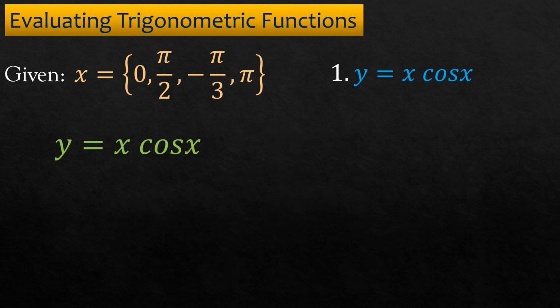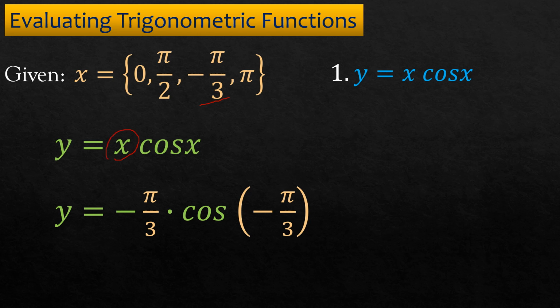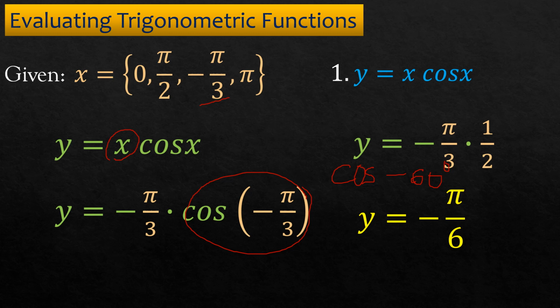So when x is equal to negative pi over 3 here, then change x into negative pi over 3. So we have negative pi over 3 times cosine negative pi over 3. Cosine negative pi over 3 is also equal to cosine negative 60 degrees. Okay, so that is in degree form. So y is equal to negative pi over 6, because cosine negative pi over 3 is equal to 1/2. Okay, so y will now give us a product of negative pi over 6.